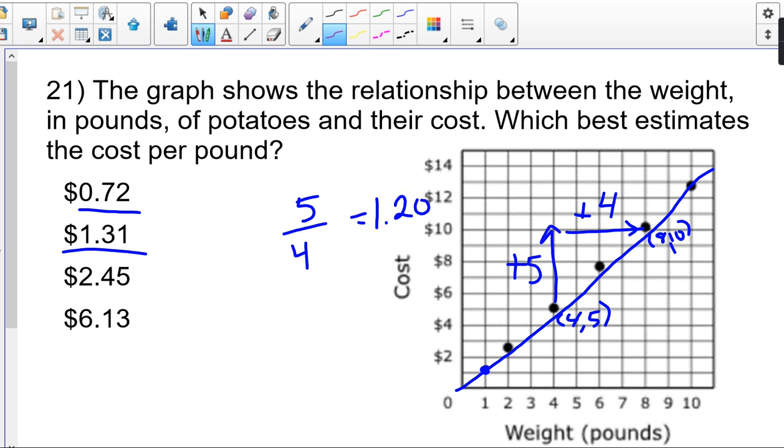So that's why, if you notice, it says which best estimates the cost per pound. Like this one is one of those few questions you'll see where it's not exact. They want like around. They want you to just use your own reasoning, either connecting the line or estimate however you choose and find the closest answer. The closest answer is obviously $1.31.